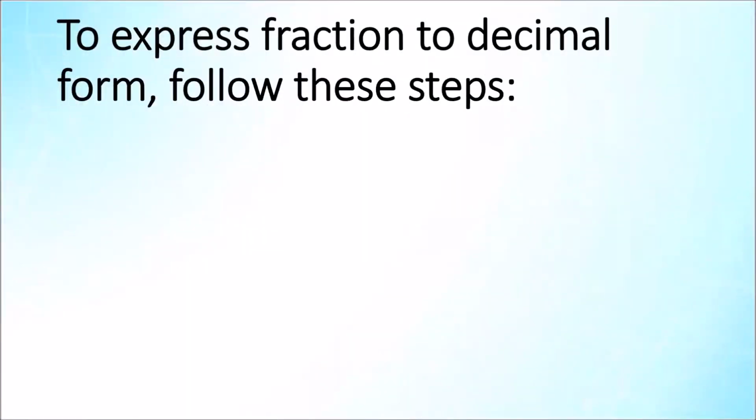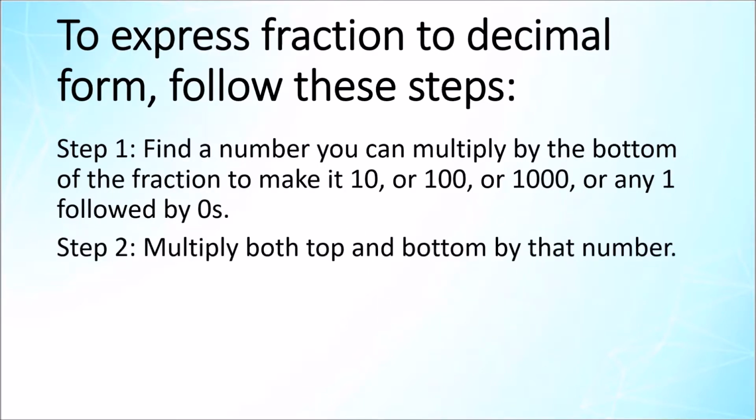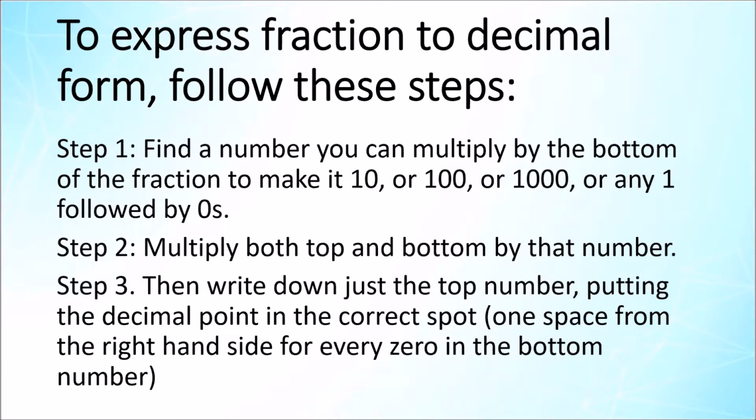Now, if we recall, to express fraction to decimal form, we follow these steps. Step number 1, find a number you can multiply by the bottom of the fraction to make it 10 or 100 or 1000 or any one followed by zeros. Or another way, in a short way, to express fraction to decimal, you just divide the numerator by the denominator. Then next, step number 2, multiply both top and bottom by that number. Step number 3, then write down just the top number, putting the decimal point in the correct spot. One space from the right-hand side for every zero in the bottom of the number.